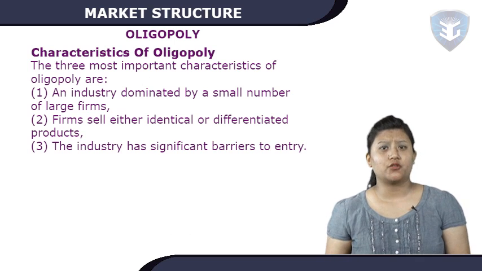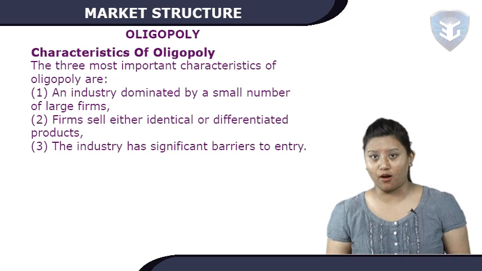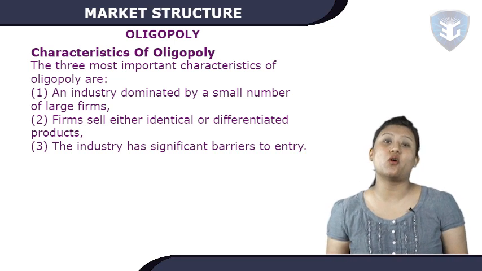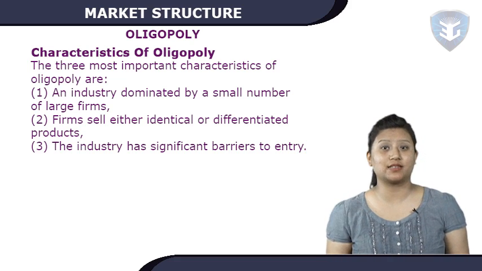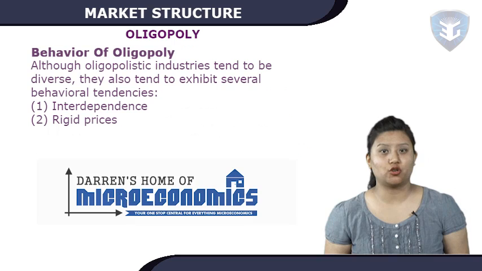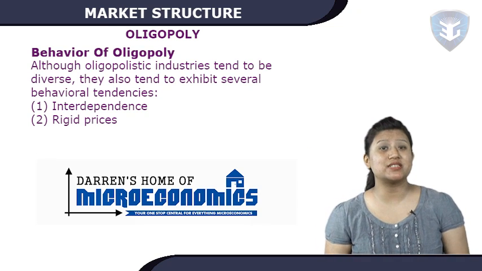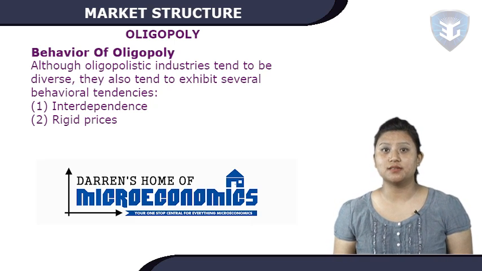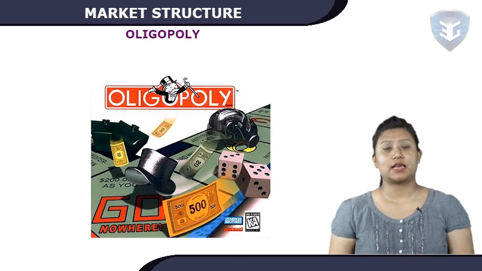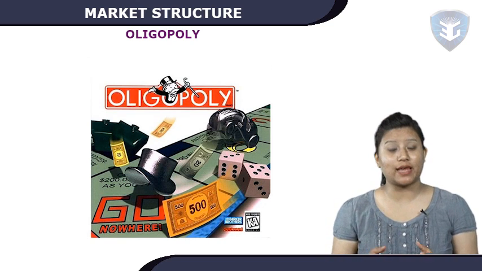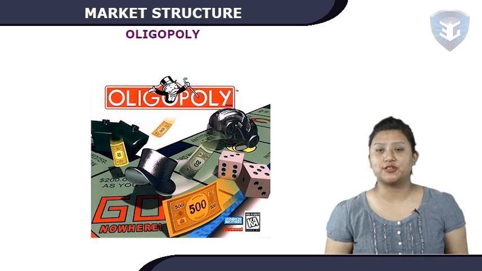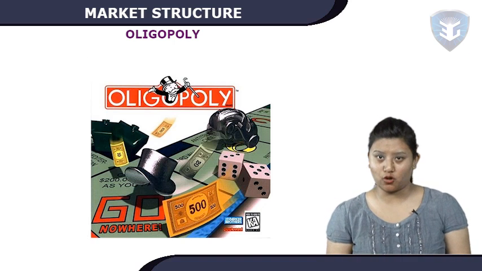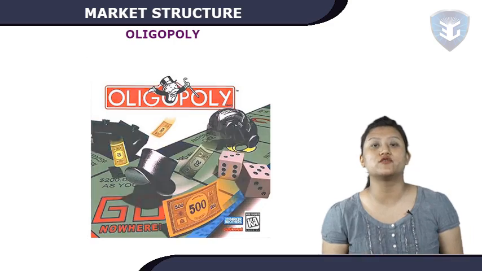Characteristics of oligopoly. The three most important characteristics of oligopoly are an industry dominated by a small number of large firms, firms sell either identical or differentiated products, and the industry has significant barriers to entry. Behavior of oligopoly. Although oligopolistic industries tend to be diverse, they also tend to exhibit several behavioral tendencies: interdependence and rigid prices. Interdependence: each oligopolistic firm keeps a close eye on the activities of other firms in the industry. Rigid prices: many oligopolistic industries, not all but many, tend to keep prices relatively constant, preferring to compete in ways that do not involve changing the price.